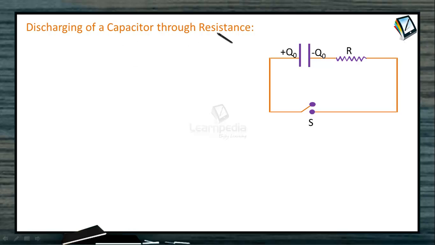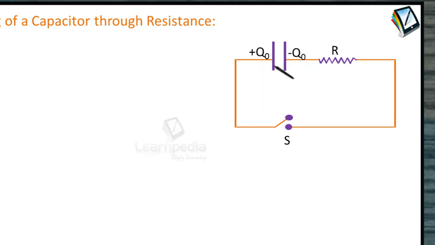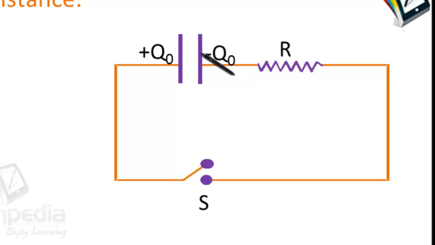Discharging of a capacitor through a resistor. Assuming that initially the capacitor is fully charged and the charge on the capacitor is plus Q0 and minus Q0, the potential difference across its plates will be V0. V0 is equal to Q0 by C, where C is the capacity of this capacitor.